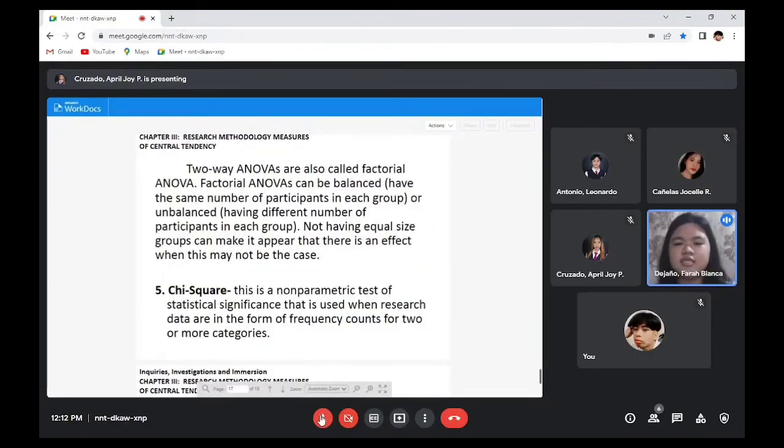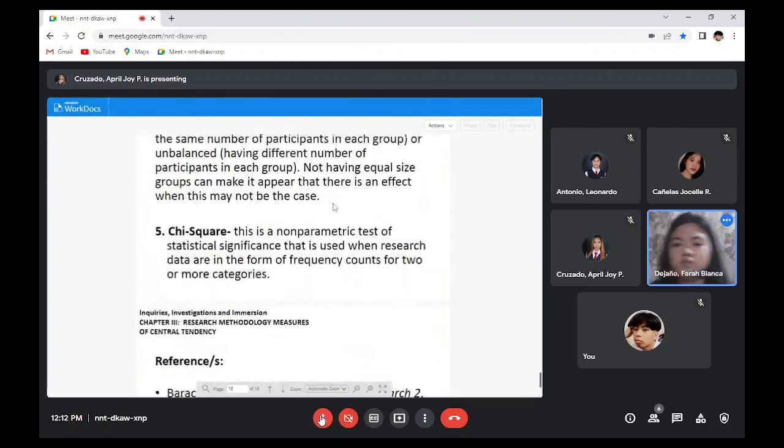Next reporter, please. Chi-square. This is a non-parametric test of statistical significance that is used when research data are in the form of frequency counts for two or more categories. A chi-square statistic is a test that measures how a model compares to actual observed data.